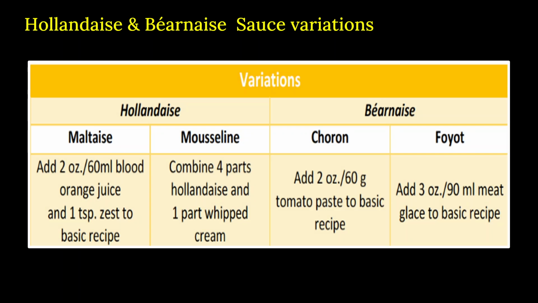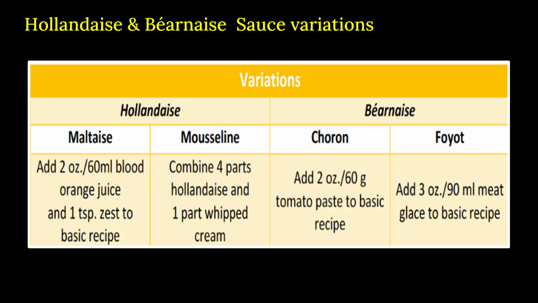Now it is time to know about Hollandaise sauce. It is supposed to be a French style mother sauce. So what are the derivatives? What are the variations we can make? There are many that you can definitely research from different books. Here, for example, for Hollandaise sauce, one is Maltese sauce, which is basically blood orange juice and zest mixed with the basic Hollandaise sauce. So you'll get the Maltese sauce.